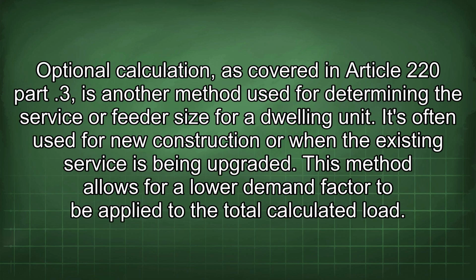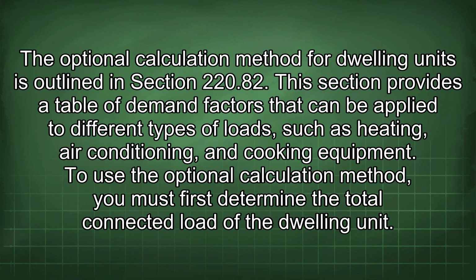Optional calculation, as covered in Article 220 Part 3, is another method used for determining the service or feeder size for a dwelling unit. It's often used for new construction or when the existing service is being upgraded. This method allows for a lower demand factor to be applied to the total calculated load. The optional calculation method for dwelling units is outlined in section 220.82. This section provides a table of demand factors that can be applied to different types of loads, such as heating, air conditioning, and cooking equipment.